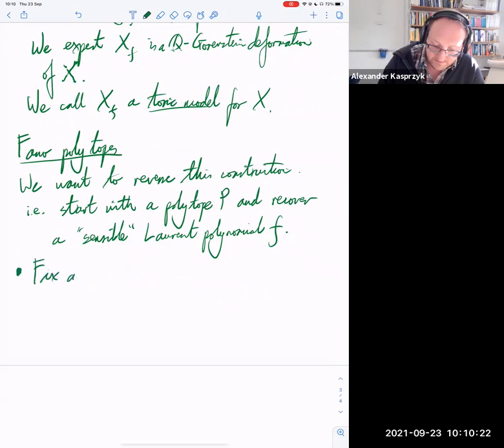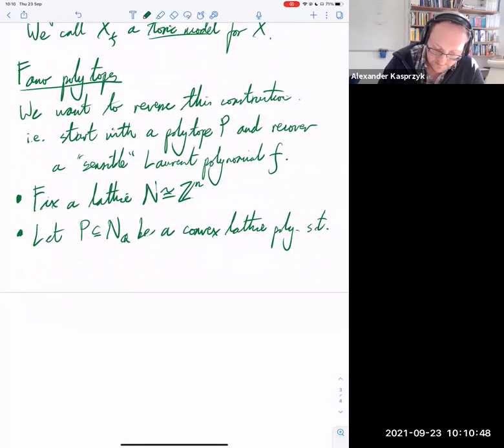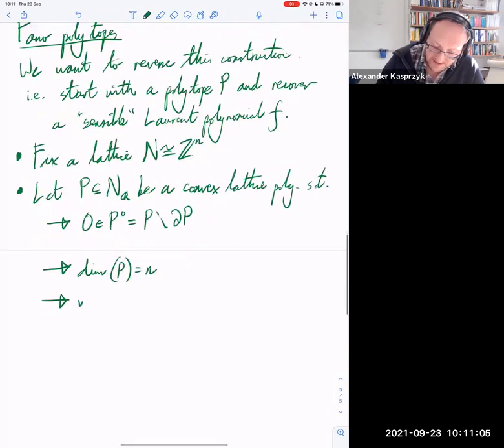So let's fix a lattice of rank n. Okay. Let P in that lattice be a convex lattice polytope such that it satisfies three conditions. The first one is I want the origin to be in the strict interior of the polytope. Second, I want the dimension of the polytope to be equal to the rank of the lattice. And third, I want each of the vertices of the polytope to be primitive.